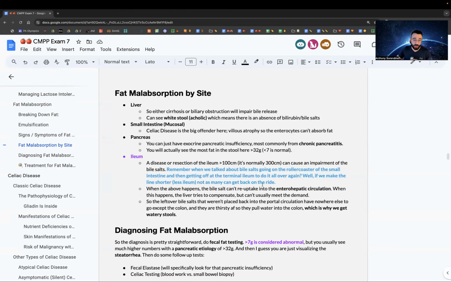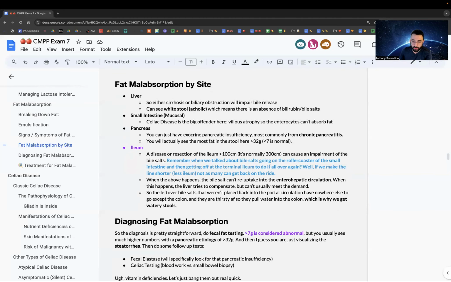That could totally be a question. Patient presents with white stool. What's going on? What macronutrient are they going to be at risk for malabsorbing? You know, it's fat. It's fat malabsorption because they're having a liver issue. Celiac disease, which we'll talk about in a second, is also going to be an offender here for malabsorption.